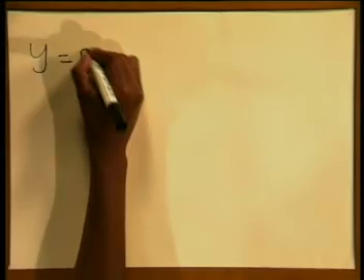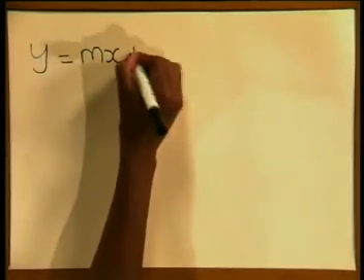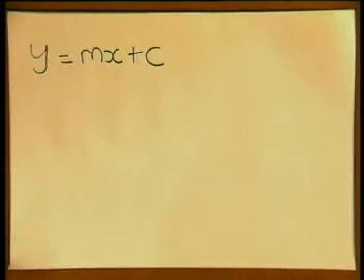Okay, the graph is a straight line, so we know the function must be linear. Then we know the formula must look like this: y is equal to mx plus c. But what is m and what is c? We only know one y and one x.